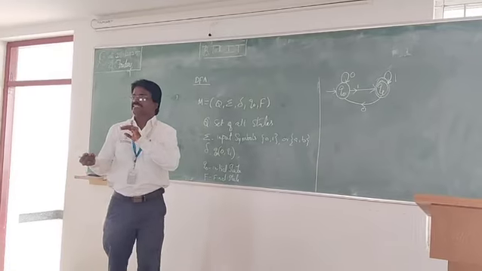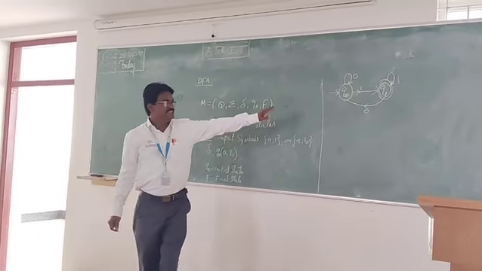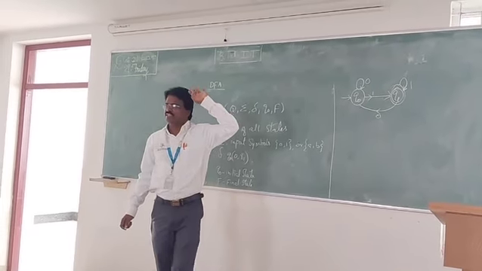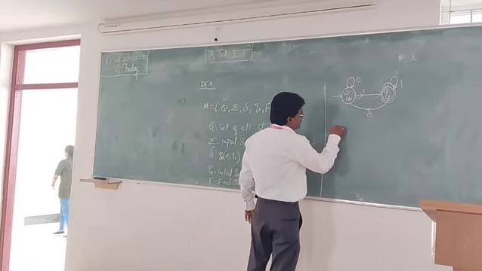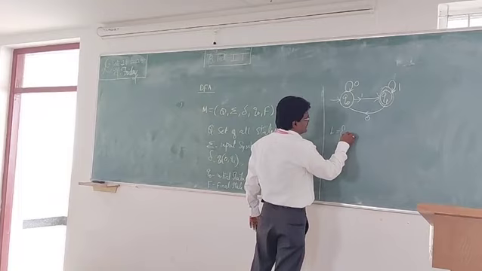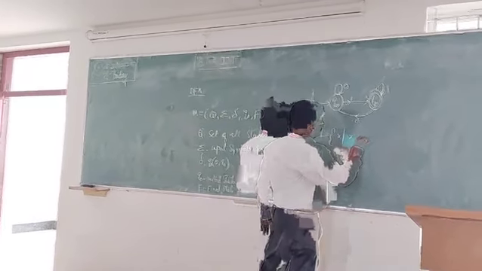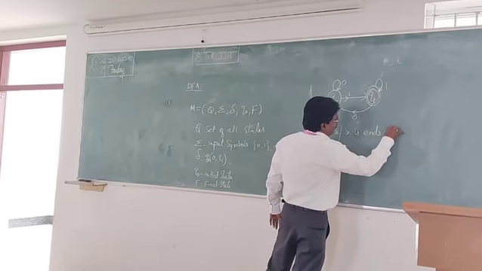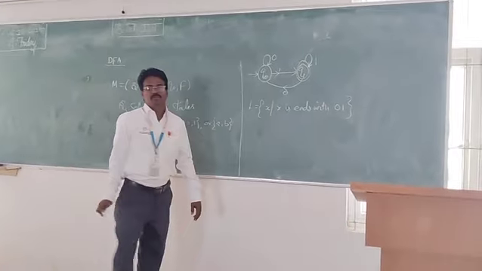If we take any string, then we can check whether it is acceptable by this finite automata machine or not. For example, we can consider one language L, the set of all strings x such that x ends with 01. This is our language.